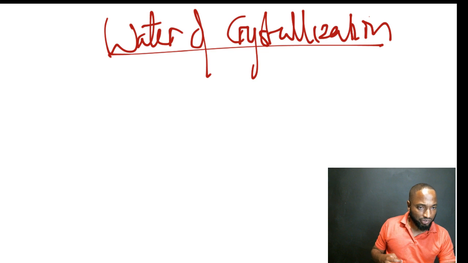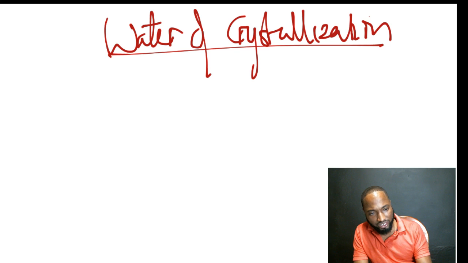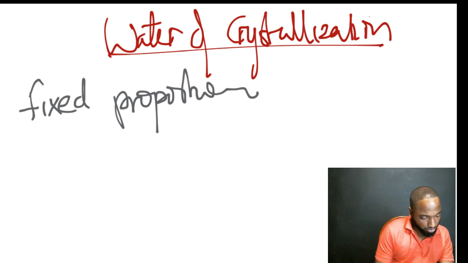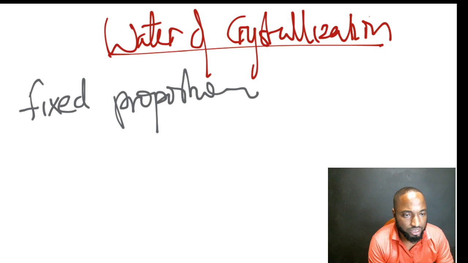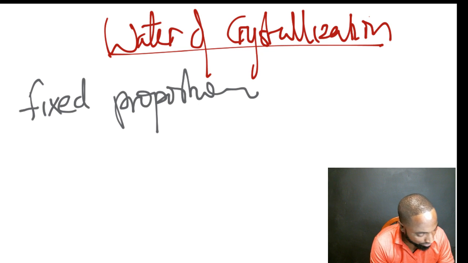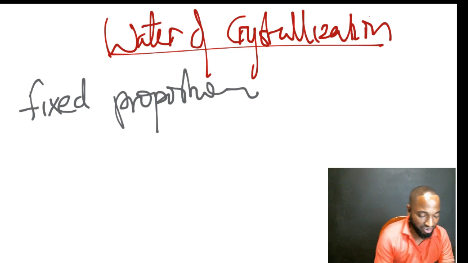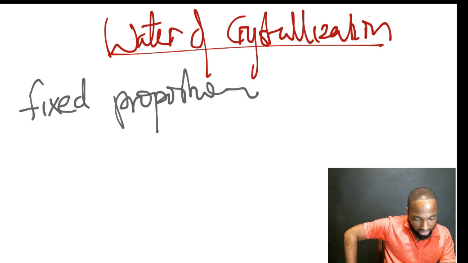For the definition, we don't really have a neat one. Use the words fixed proportion. It's a fixed ratio: a fixed proportion of water molecules held within the crystal lattice. It gives the crystal lattice its color, and it also helps give it its shape, so it isn't like dust or powder.